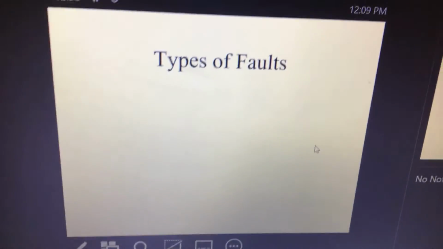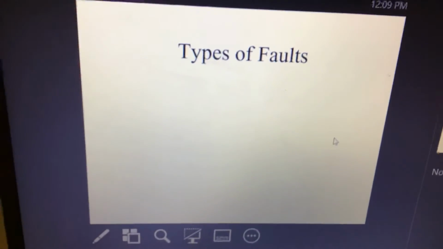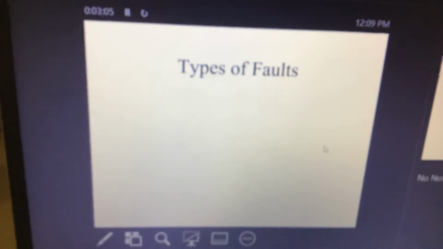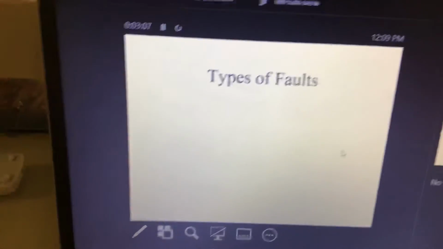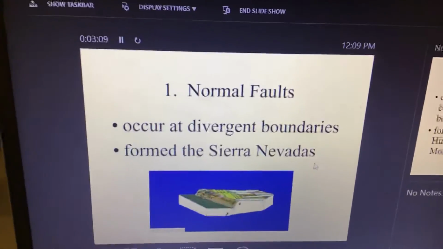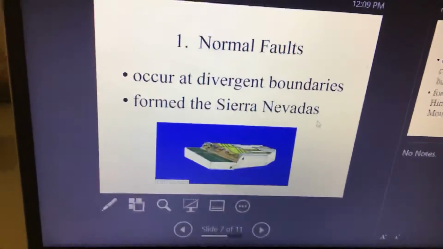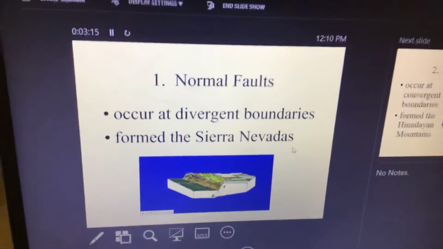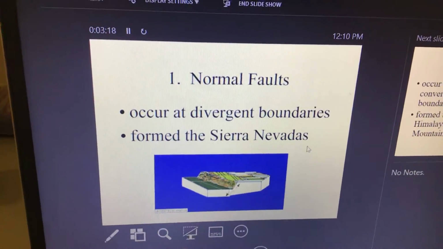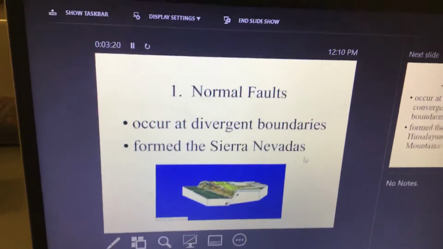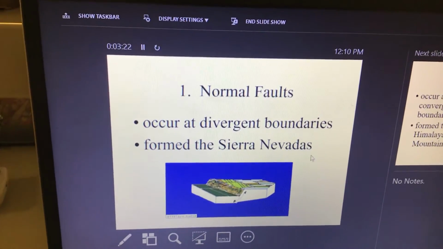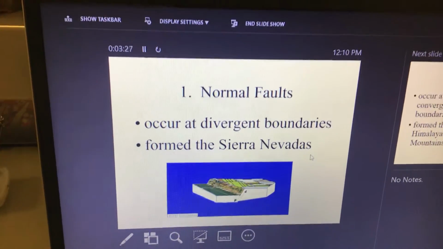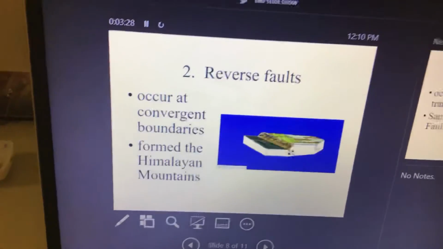There are three types of faults, so go ahead and write this down. Three types of faults. The first one, normal faults, occur at divergent boundaries. So basically, this occurs where two plates are pulling apart. Diverge means to pull apart. So where two plates are pulling apart, this is called a normal fault.